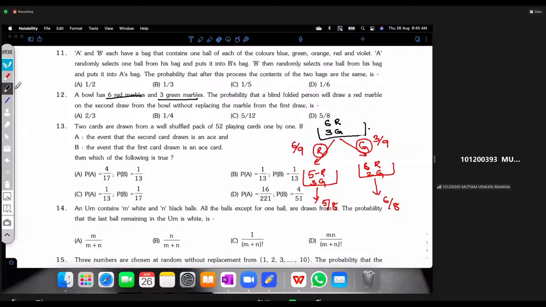So what will the answer be? This is 6 out of 9 into 5 out of 8, or 3 out of 9 into 6 out of 8. So this is 9 into 8, 8 into 6. Okay, so you can go ahead with 2 out of 3. Okay. Yes, try to do the 13th, 14th.